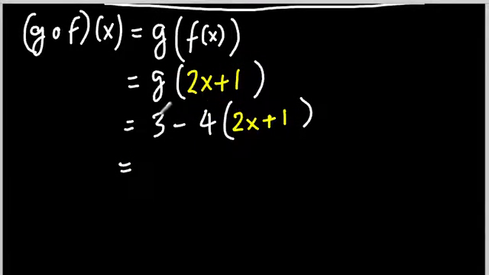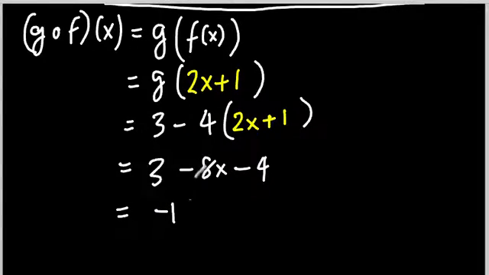Now we just have to expand and simplify. So it's 3, minus 4 times 2x is minus 8x, and minus 4 times 1 is minus 4. Then if I simplify, 3 minus 4 is negative 1, and the negative 8x stays there, and we're done. In the next video, I'm going to show you another example of how to do the composition of functions.